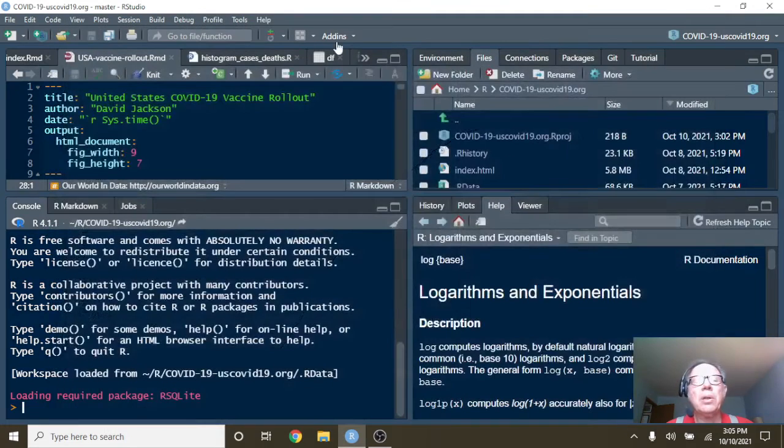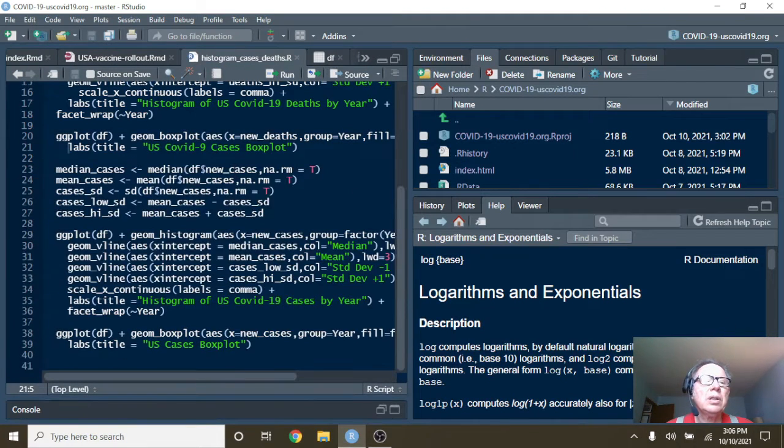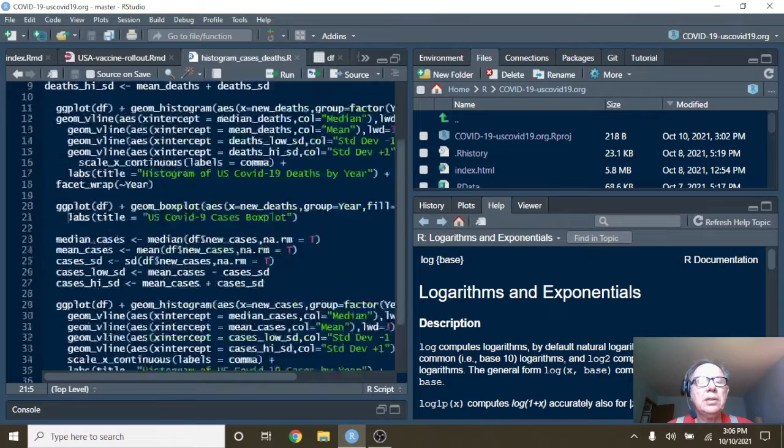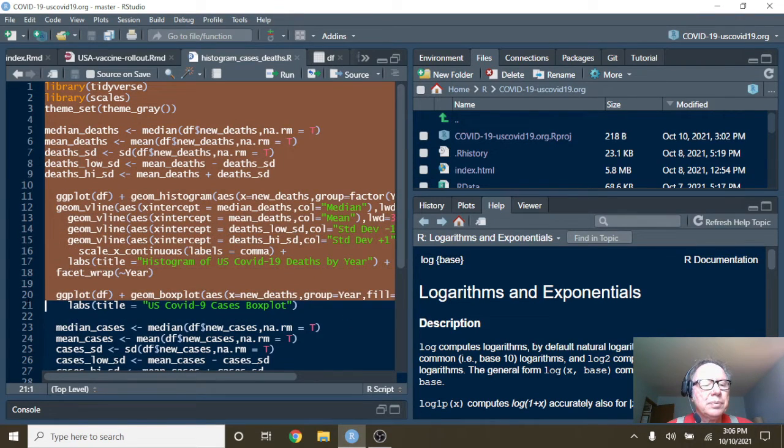Now let's take a look at something a little different. We're going to take a look at some different ways to view data. Let's come up here. Let's do this one first.